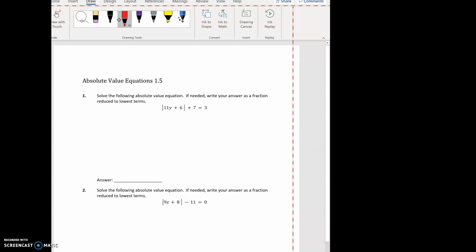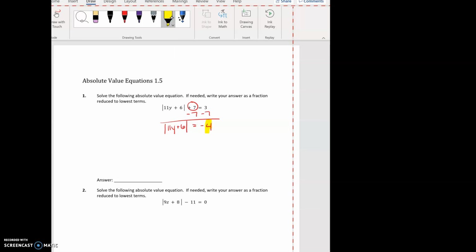Okay, so we're going to work on solving absolute value equations. And I've got a few examples here for you. All right, so to get started, something like number 1, if we have one absolute value, we want to get that all by itself. So this plus 7 here, I want to move to the other side. So I'm going to subtract 7 to get started. So then I have the absolute value of 11y plus 6 equals -4.